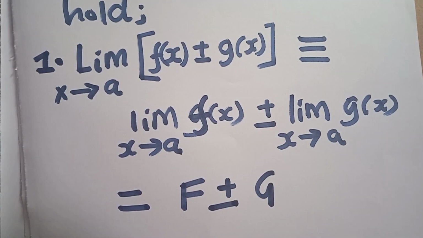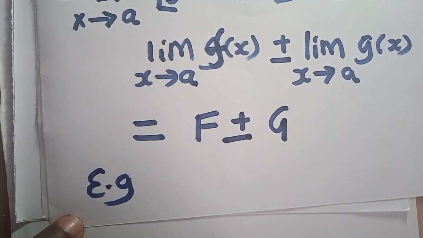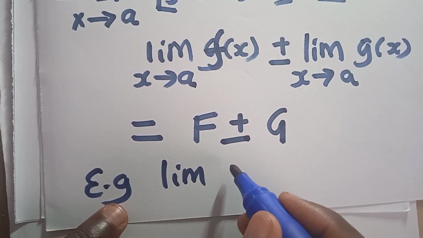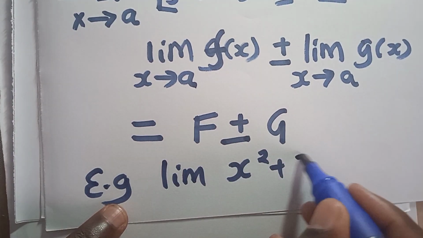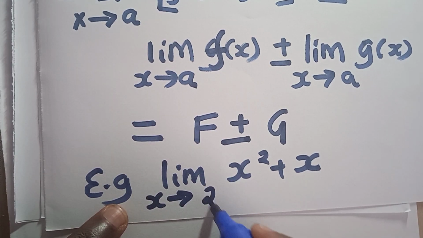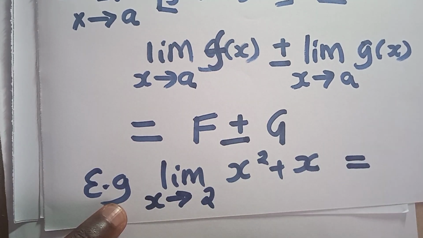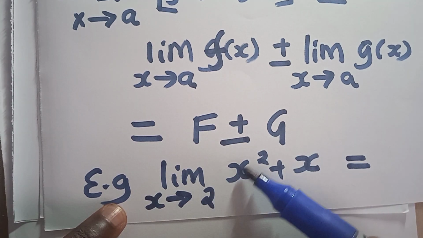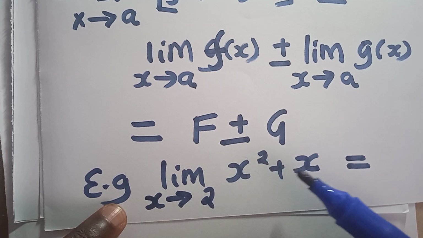And of course, as we are going to see later, this can come as an example this way. Maybe somebody tells you to evaluate the limit of x squared plus x, as x tends to a certain value, let's say 2. You can evaluate this by doing direct substitution. We are going to see that in the next video, but you can have the 2 placed here, so it will be 2 squared plus 2.